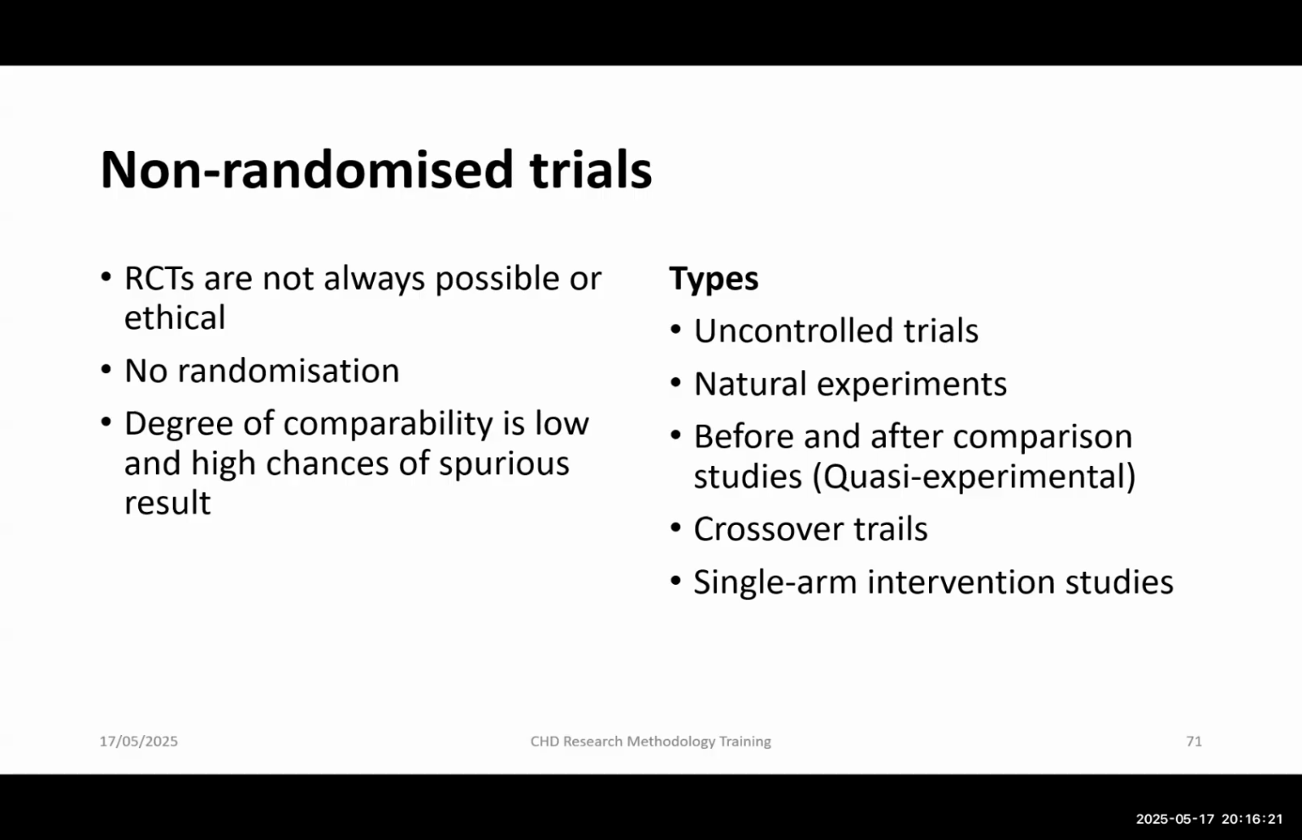You have the uncontrolled trials, where you don't have control groups. You have some quasi-experimental designs without control groups. Then you have the natural experiment. The natural experiment is basically where you have the event or the intervention of interest, and the people are not being manipulated by the researcher. So it's just something that occurs naturally.